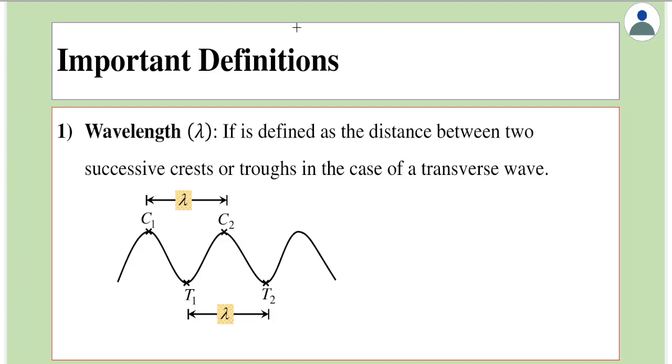Hello everyone, let's look at some important definitions with waves. The first important term is called wavelength. Because when we define a wave, we need to define it in terms of certain parameters.